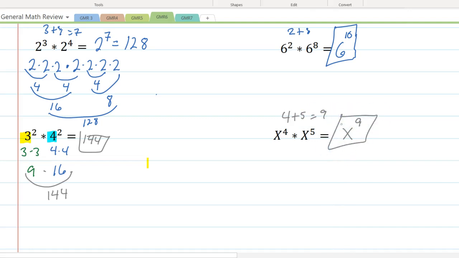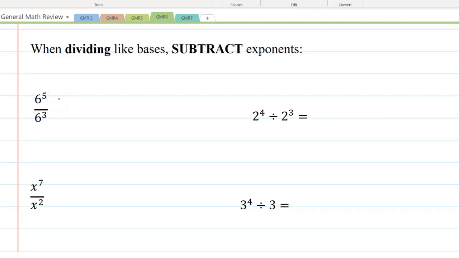Next, dividing bases. There's two ways of doing this. There's the quick and easy way, subtracting the exponents, or there's the long, more tiresome way. We'll start with the long way. 6 to the power of 5 divided by 6 cubed. What that gives you is 6 times 6 times 6 times 6 times 6 divided by 6 times 6 times 6. What we can do with these is start reducing.